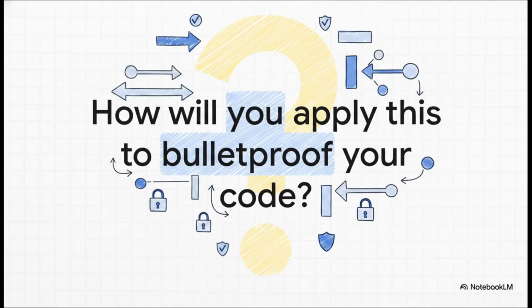So I'm going to leave you with a final thought today. If a highly structured branching strategy can keep a massively complex project like Kubernetes perfectly stable with thousands of developers throwing code at it, just think about how much faster and safer your next personal project could be if you implemented this exact strategy today. How will you apply this framework to completely bulletproof your own code? Definitely something to chew on as you start your next build.